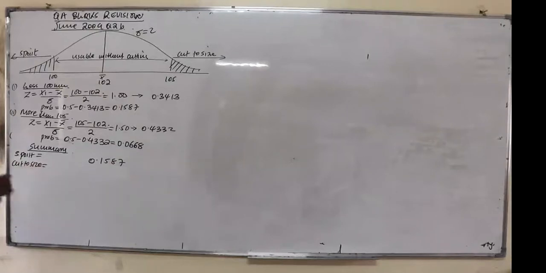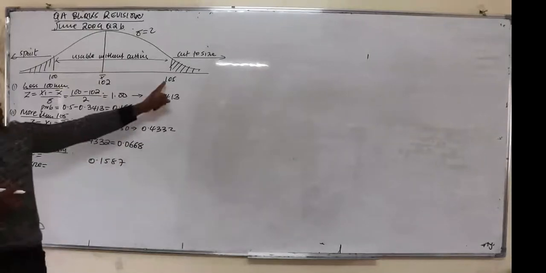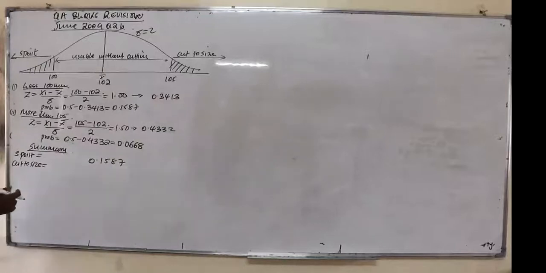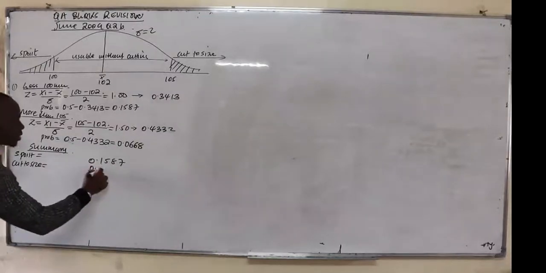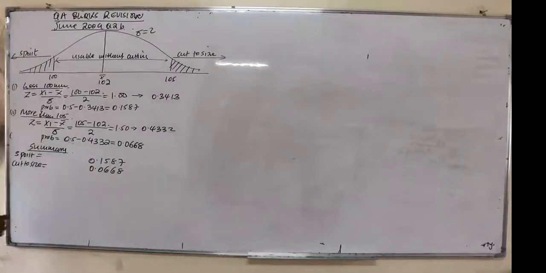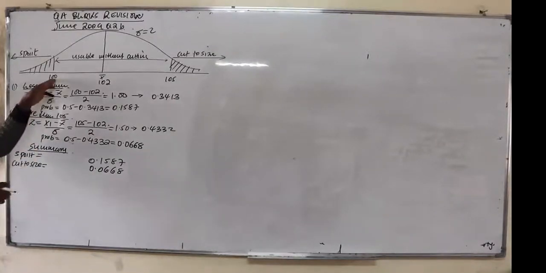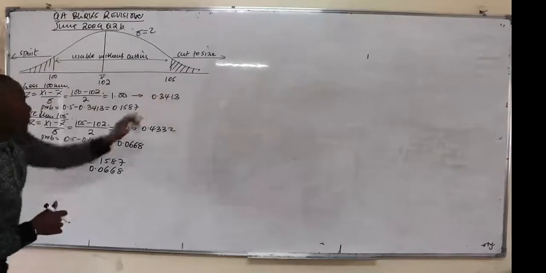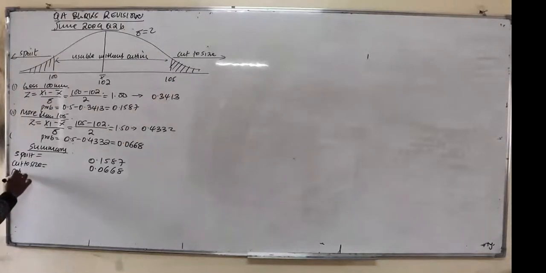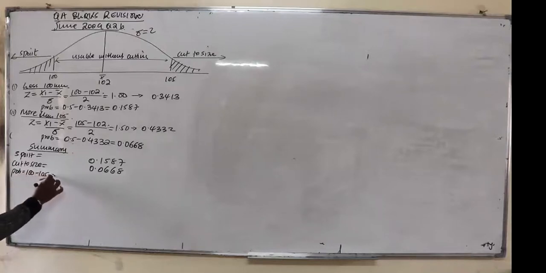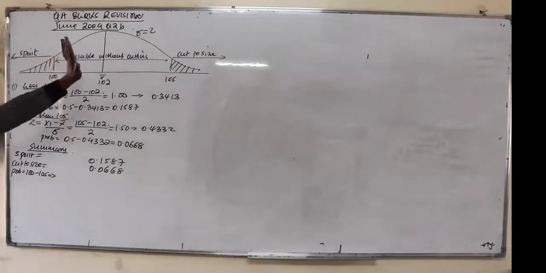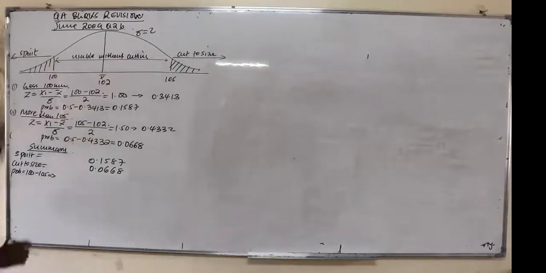Now, the probability of those which are deemed to be cut to size. Cut to size are the ones which have a length of greater than 105, and we have gotten a probability of 0.0668. Now, can we get the probability of those between 100 and 105, which are deemed usable without any cutting? So we have the two probabilities.